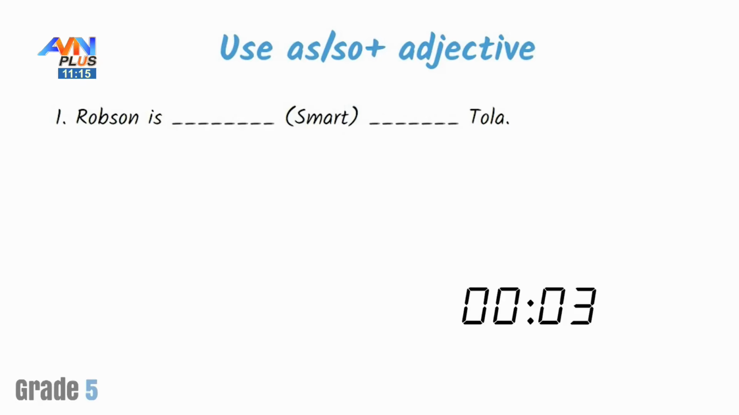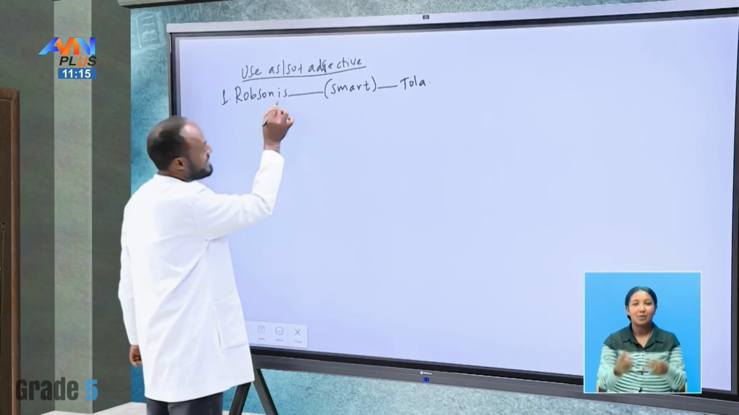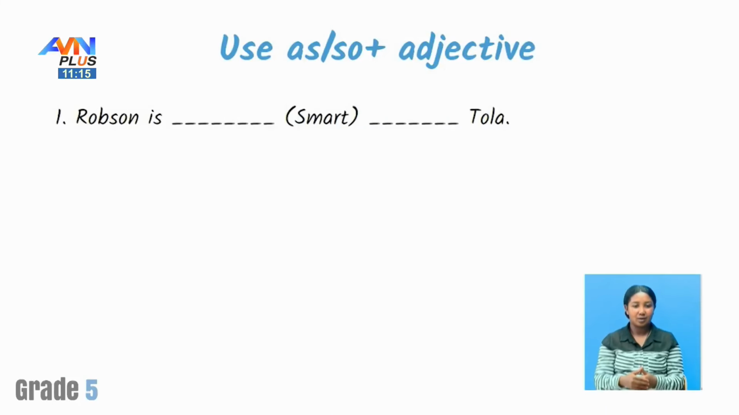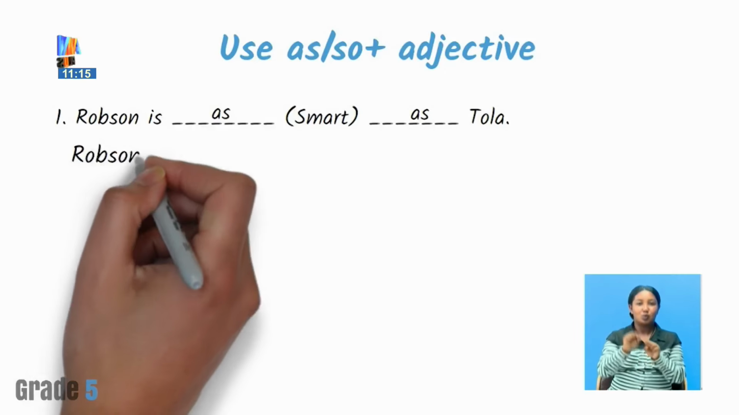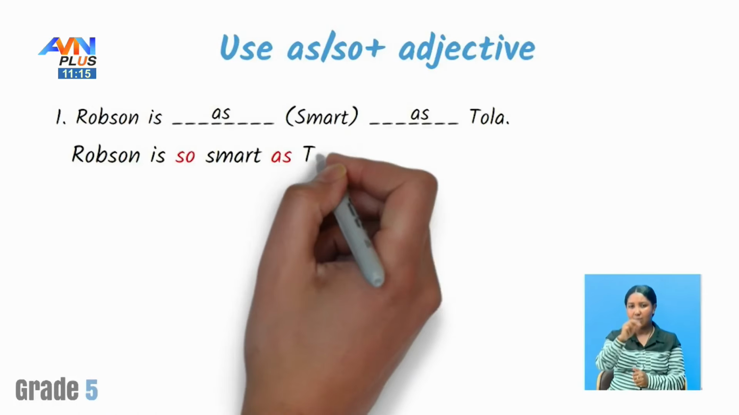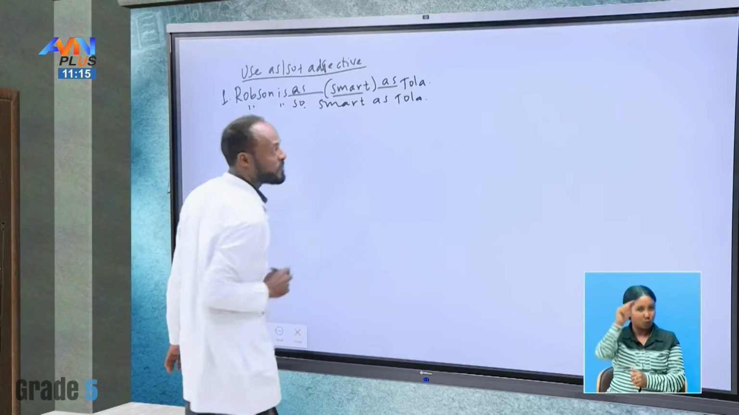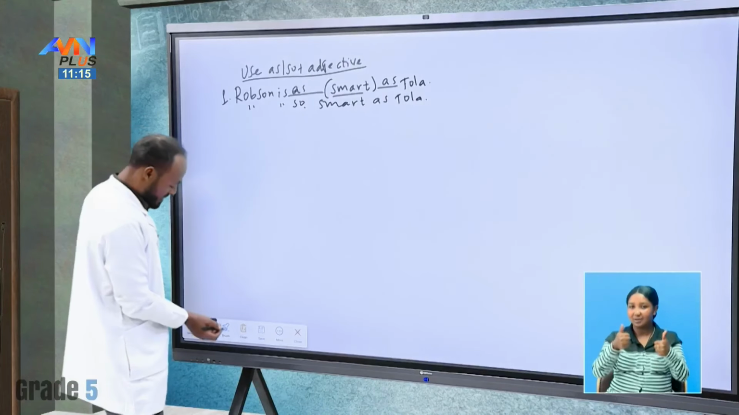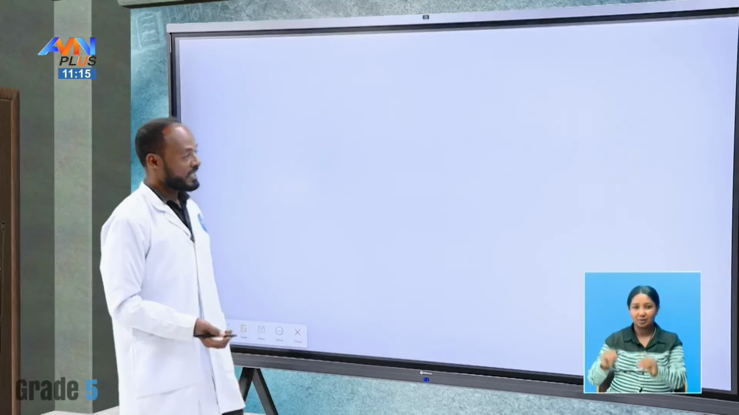Excellent. I hope you did it. Nice. Come on here. We have to say what? Robson is as smart as Tola. We can say that, and also we can say this sentence, Robson is so smart as Tola. Is it clear? Nice. Okay, now let's go to the next point.